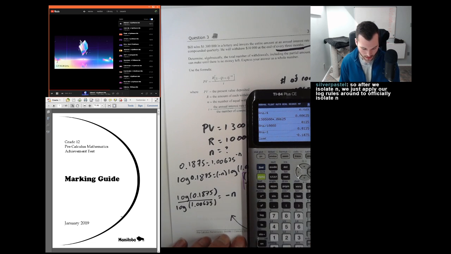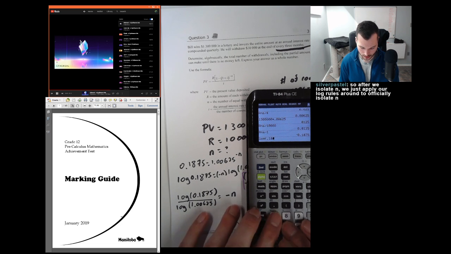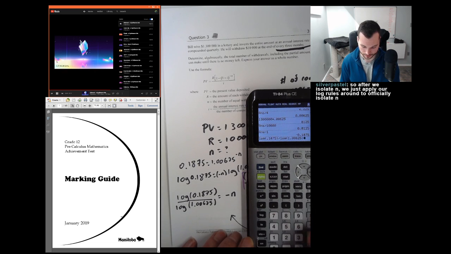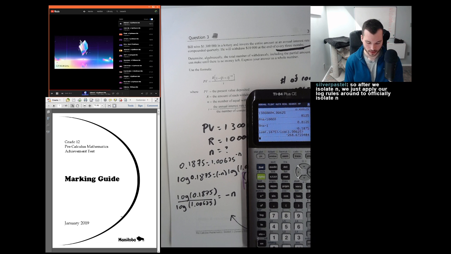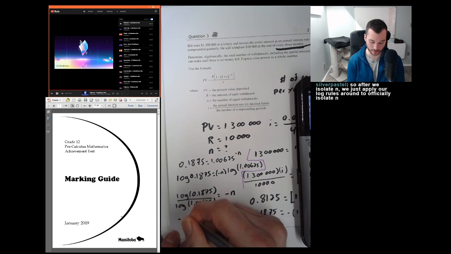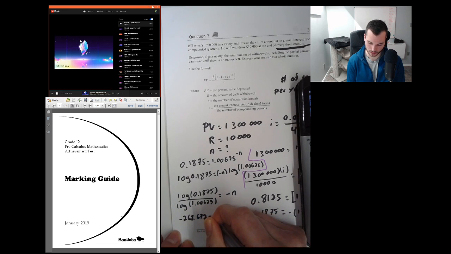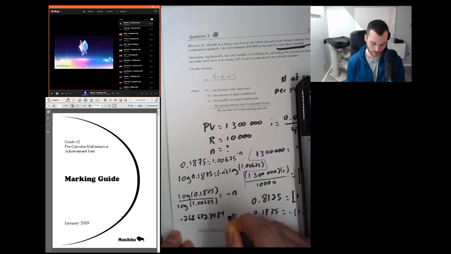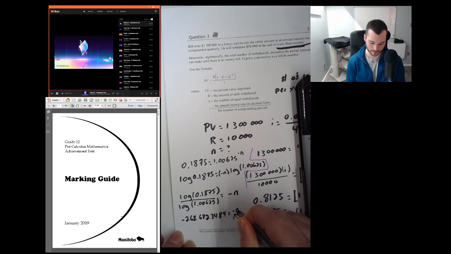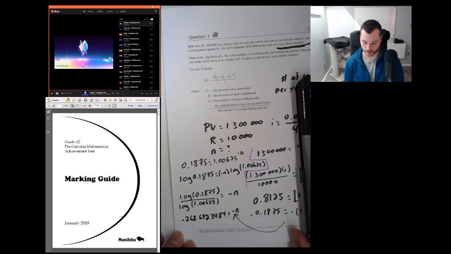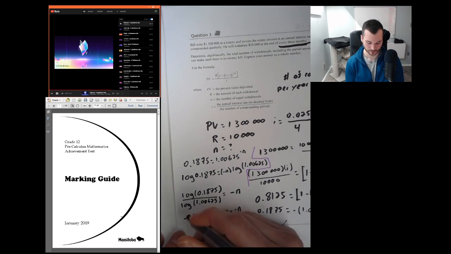So let's go log 0.18 divided by log, using all the decimals. Perfect, I get a negative answer, which is great. So I get negative, and I'm going to keep all these decimals, 7.23484 equals negative n. And then we should know what n is going to equal then.